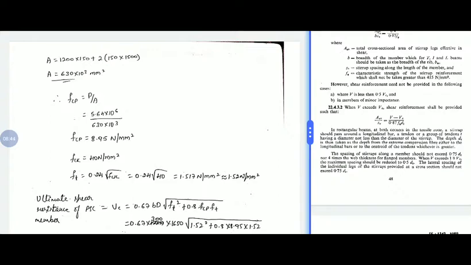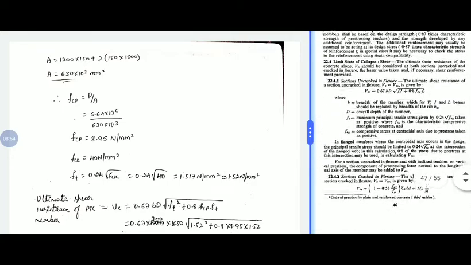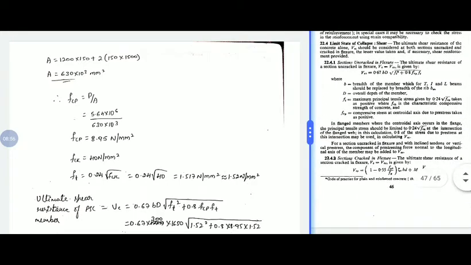fck is given, 40 Newton per mm square. ft is 0.24 root fck, from page number 46 of IS 1343. Here it is, Clause 22.4.1. ft equals 0.24 root fck. Substituting, we will get 1.517 Newton per mm square. So all the values we got.